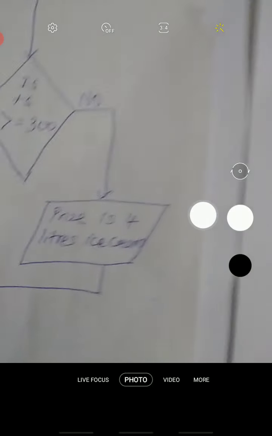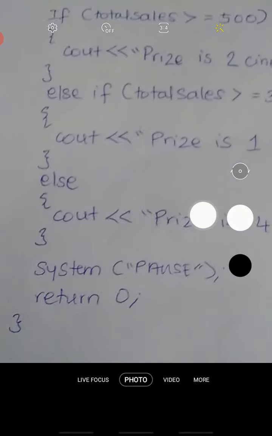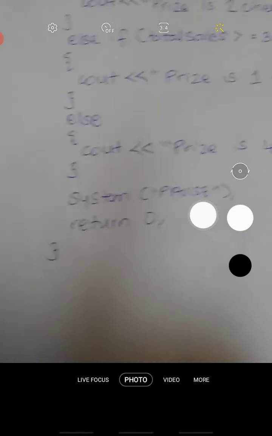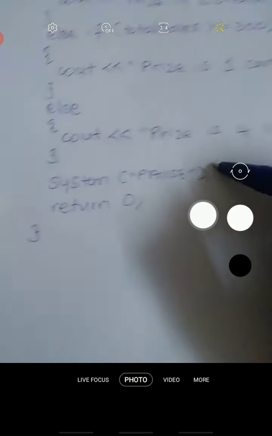Since there was a no, there is an else. Likewise in the program, else cout price is 4 liters ice cream, and then we close with system pause, then return 0, and then you close with the curly braces. This curly brace closes the main program, this curly brace closes this else, this one closes that, and this one closes that.